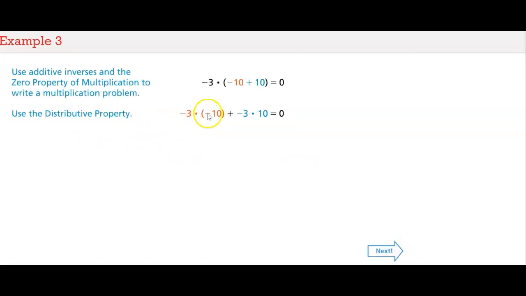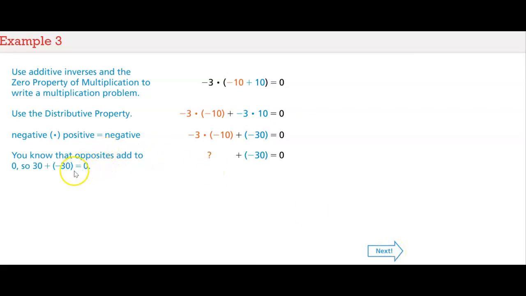Then we have the distributive property. So negative 3 times negative 10 plus negative 3 times positive 10. And that will be negative 30, which still equals 0. So negative times the positive is equal to negative. We have negative 3 times negative 10 plus negative 30 will also equal 0.